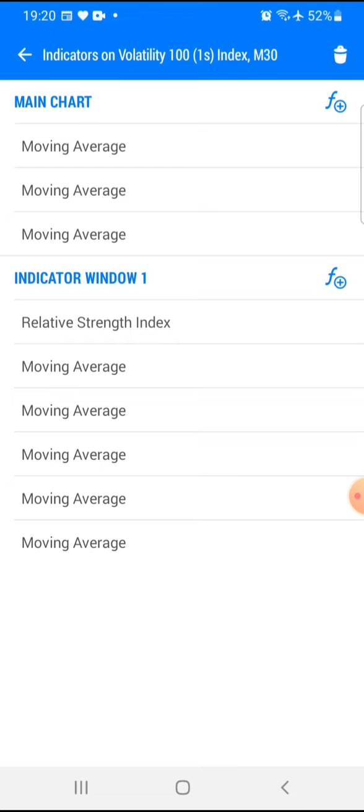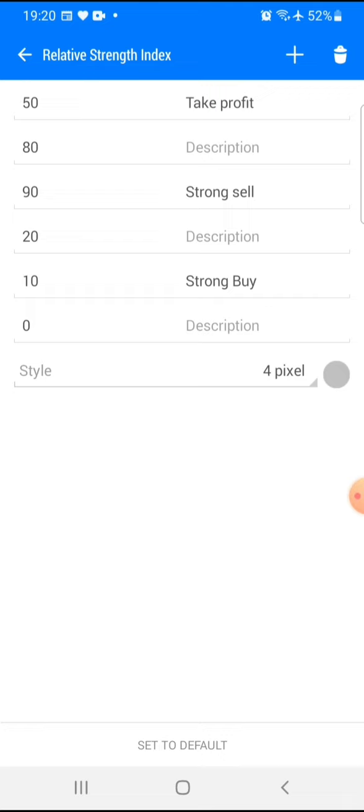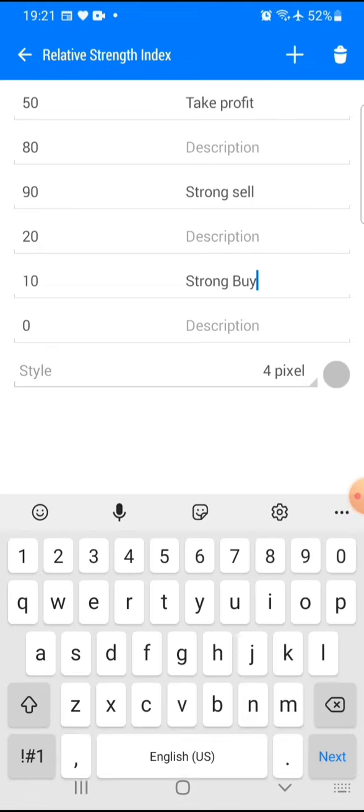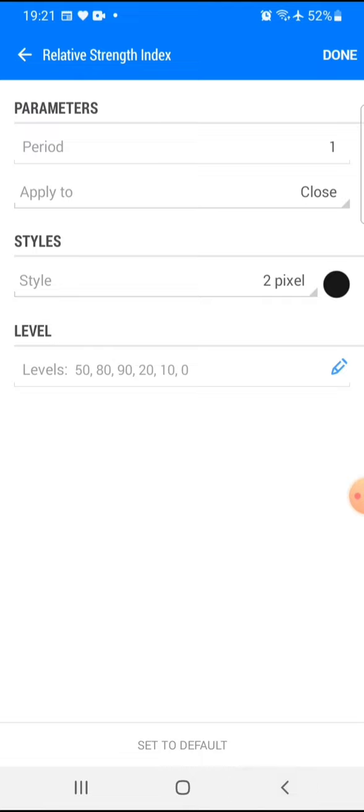On indicator window 1 we have the relative strength index. Period is 1, applied to close, style is 2 pixel. On the levels we have 50, and that's take profit, 80, 90, 10. On 10 there's a strong buy, and on 90 there's a strong sell. So yeah, you go back, you press done.